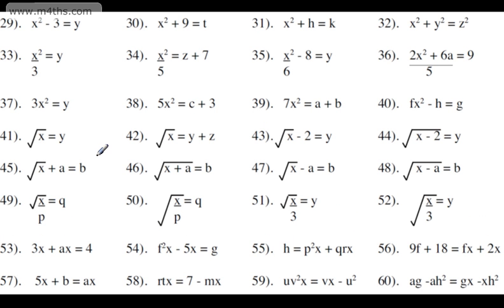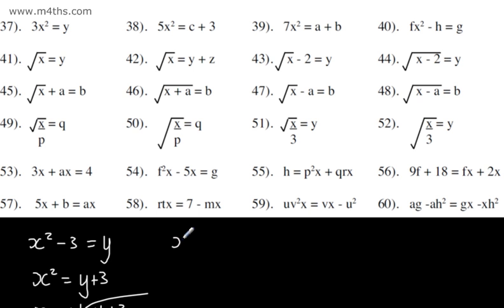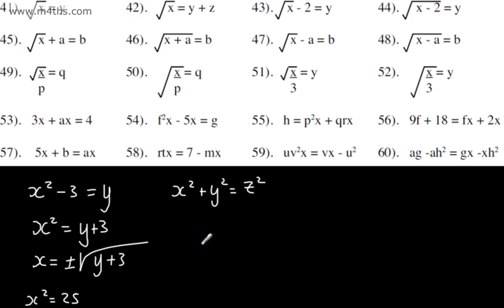Okay, let's look at something else that's slightly more interesting. Okay, x squared plus y squared is equal to z squared. A common error here is just to try and square root each of the terms. That is not correct. X started its life off, it was squared, and it had y squared added. We'll undo that. X squared is equal to z squared minus y squared. We just want x, so we'll now say that x is going to be equal to plus or minus the square root of z squared minus y squared.